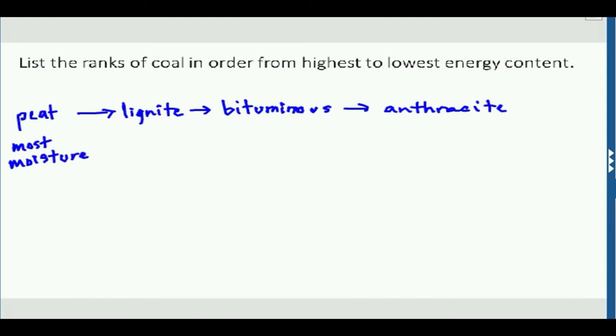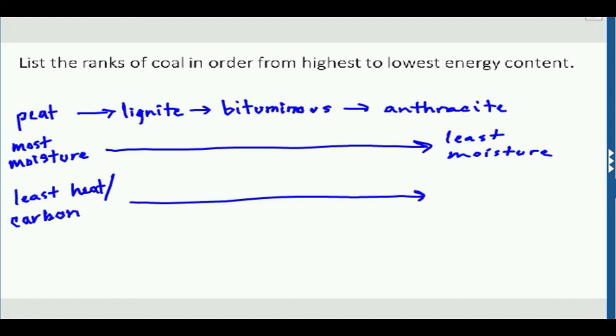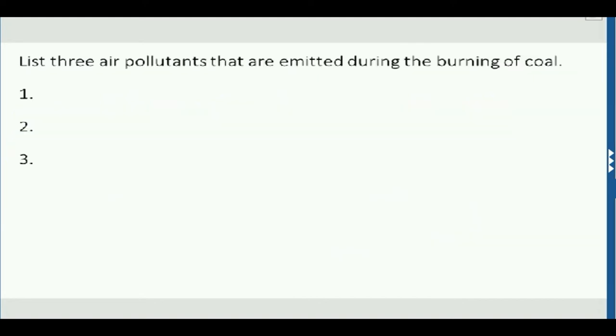Which makes sense, right? Because peat is found in wetlands and stuff like that. Anthracite has the least moisture. So peat has the least heat or carbon, and anthracite has the most. And then peat is going to have the least energy, and anthracite is going to have the most energy. So there's some general characteristics of those, even though they didn't really ask that.